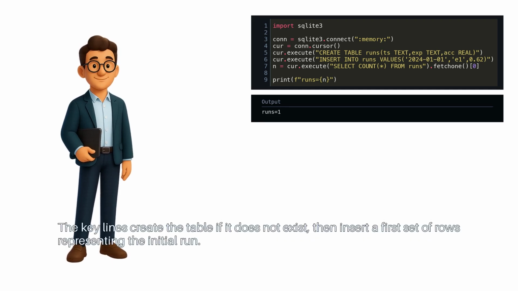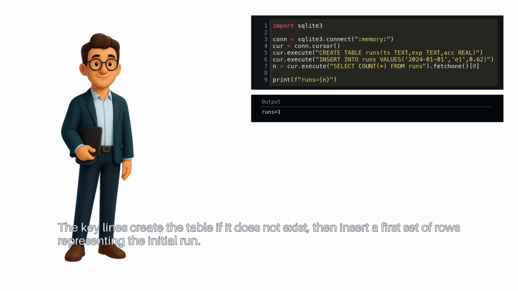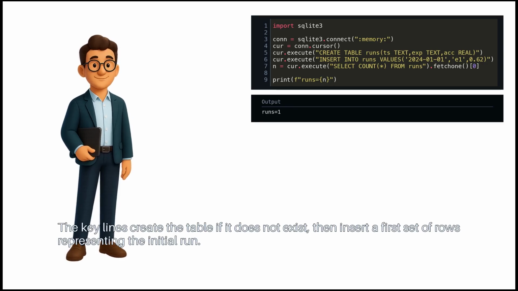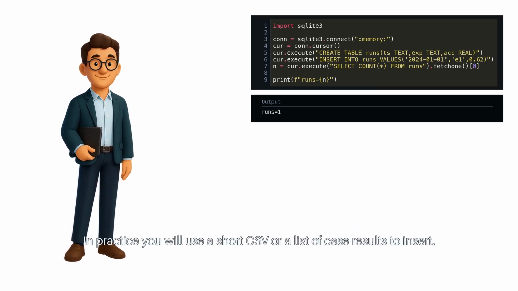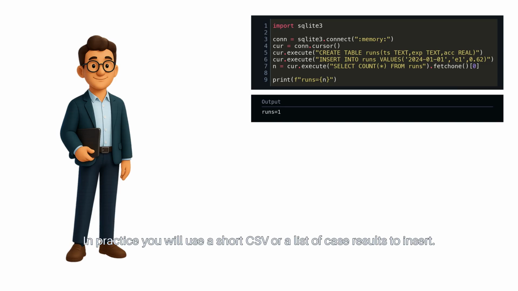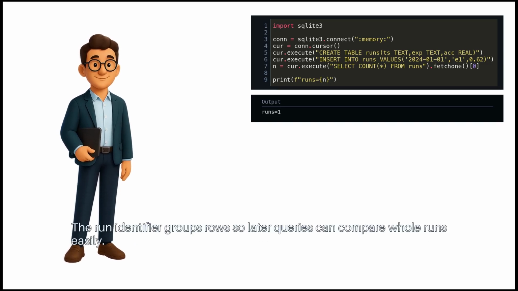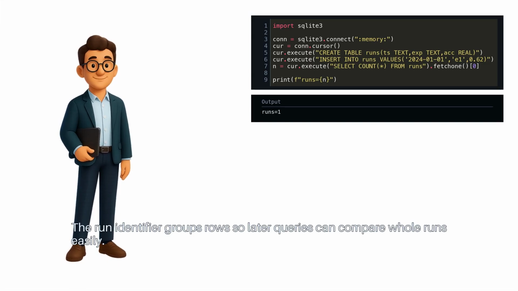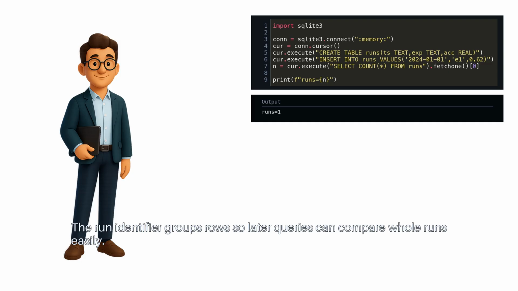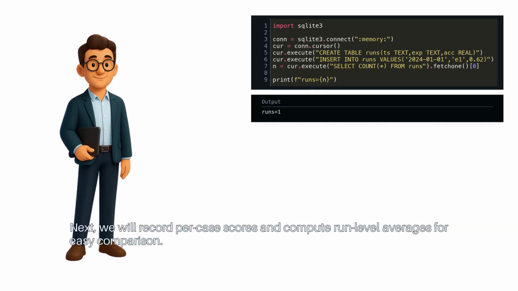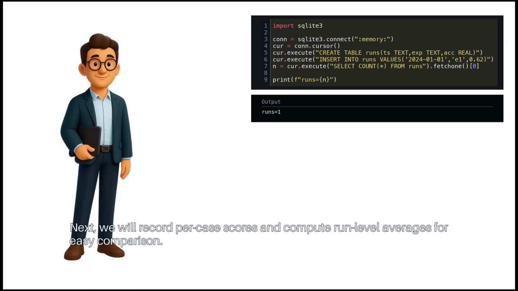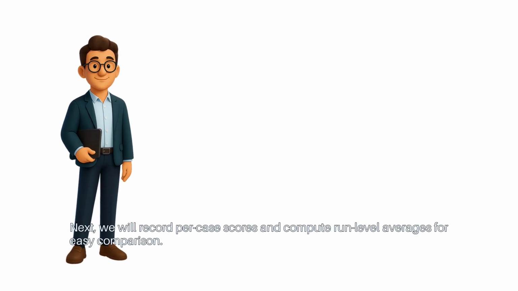The key lines create the table if it does not exist. Then insert a first set of rows representing the initial run. In practice, you will use a short CSV or a list of case results to insert. The run identifier groups rows so later queries can compare whole runs easily. Next, we will record per-case scores and compute run-level averages for easy comparison.